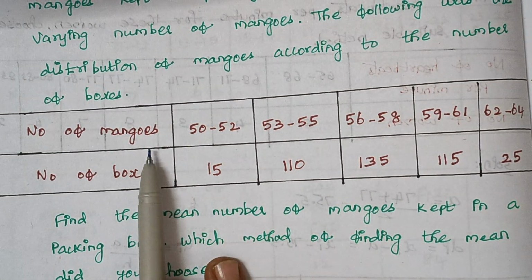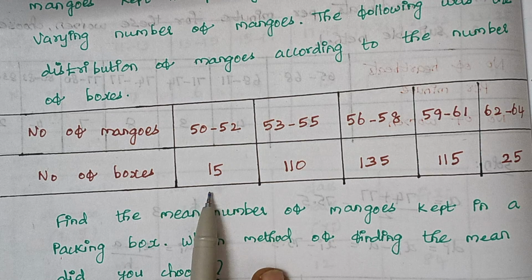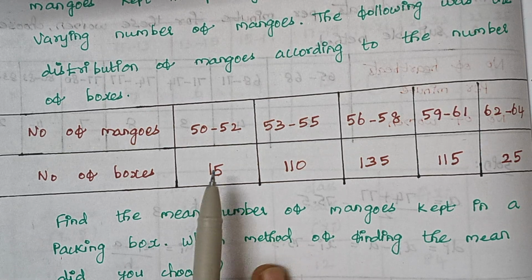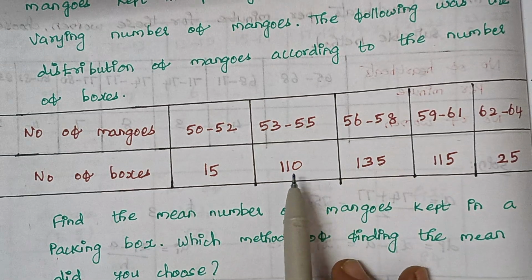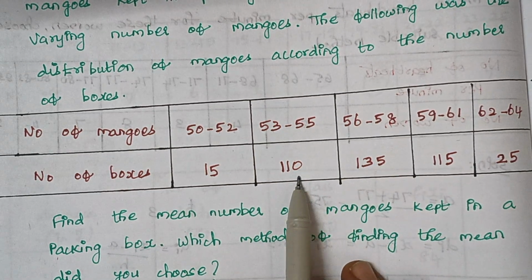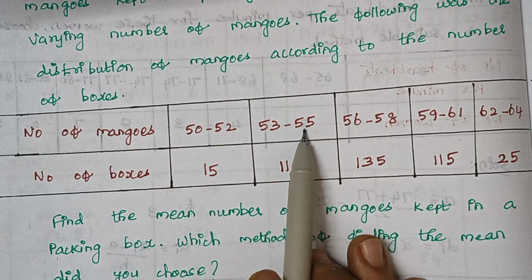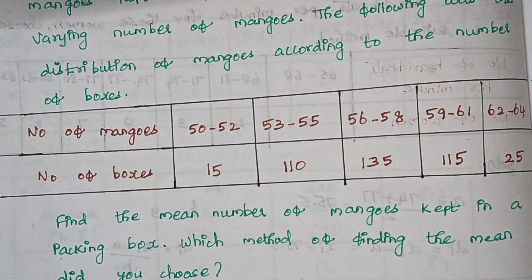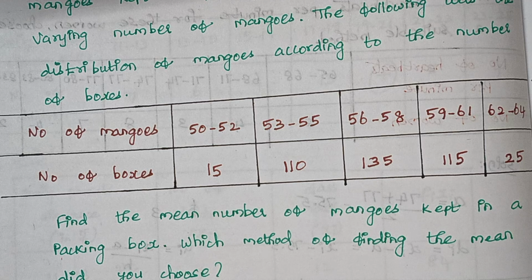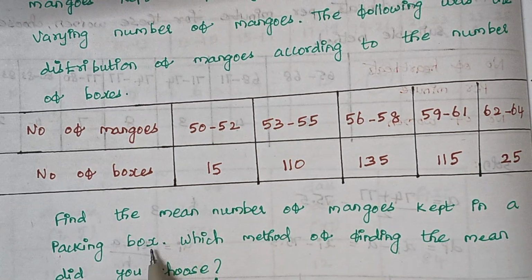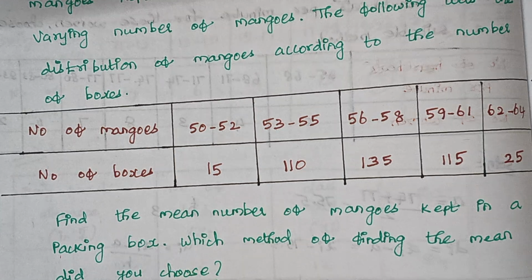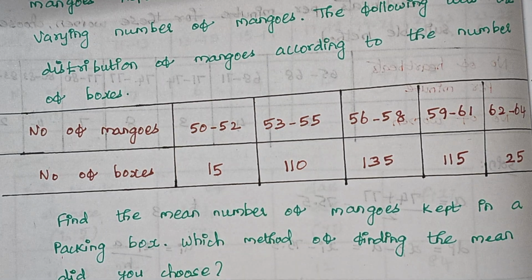Okay. So here number of boxes. In 15 boxes the number of mangoes are from 50 to 52. Similarly, here we have 110 boxes and again the number of mangoes range is 53 to 55. Right. So here we need to find the mean number of mangoes kept in a packing box. So we have to select our own method.